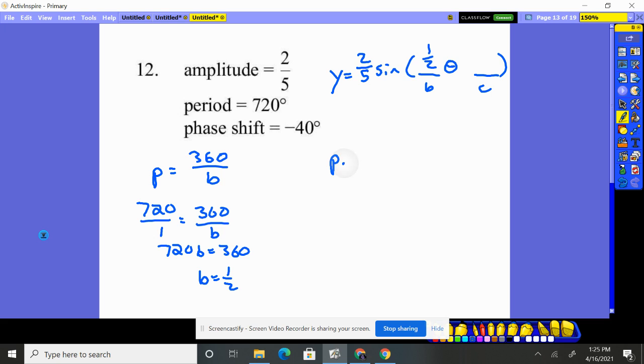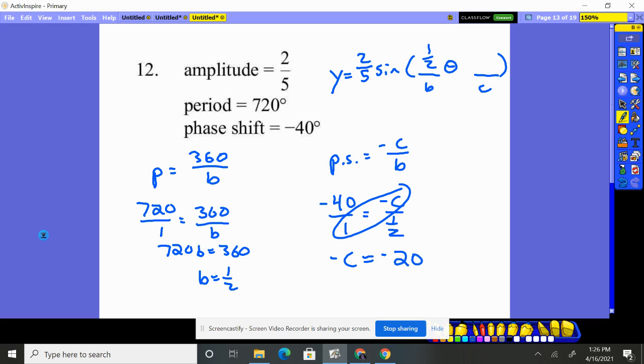Phase shift. The phase shift is the opposite of c divided by b. The phase shift we know is negative 40. Opposite of c, don't know. We just found b to be a half. Cross multiply. Negative c times 1 is negative c. Half of that, negative 20. That means c is a positive 20, so we must write plus 20 in the equation. There you have number 12.